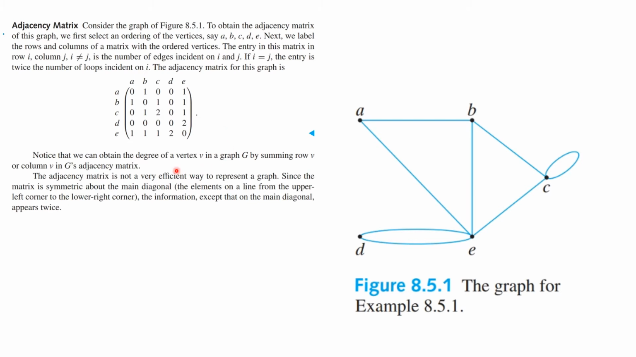Okay, so notice we can obtain the degree of a vertex V in a graph by summing row V or column V in the adjacency matrix. So for example, A has degree 2 because we get 2 there, and we also get 2 if we sum across there. Now, the adjacency matrix is not a very efficient way to represent a graph. Since the matrix is symmetric, you've got a lot of wasted information and space there.